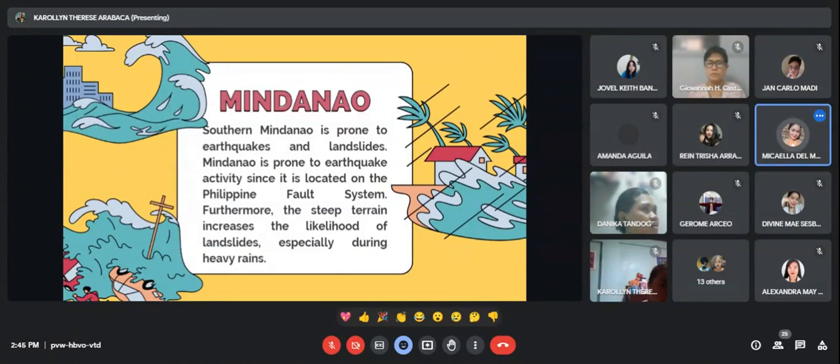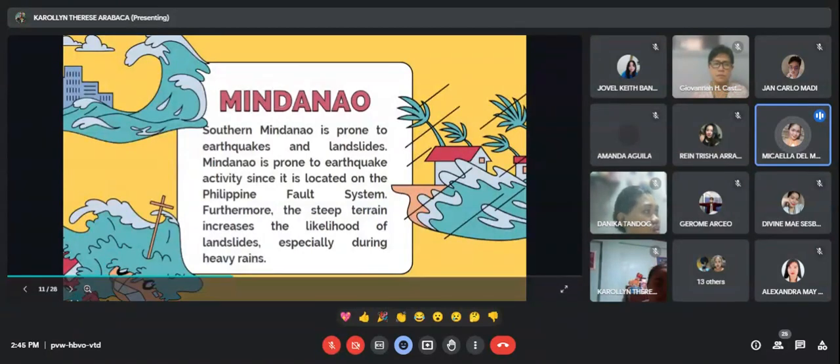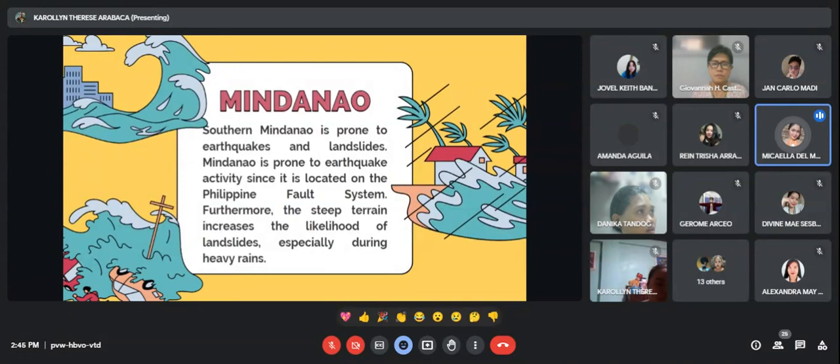Southern Mindanao is prone to earthquakes and landslide. Mindanao is prone to earthquake activity since it is located on the Philippine Fault System. Furthermore, the steep terrain increases the likelihood of landslide, especially during heavy rains. So makikita po natin na yung mga sa Southern Mindanao po is prone rin po siya sa lindol at pagguho ng lupa. Yung mga matatarik na lupain po ay nagdaragdag din po ng mga posibilidad ng pagguho ng lupa, lalo na po yun sa mga panahon ng malakas na pag-ulan. Next slide po.